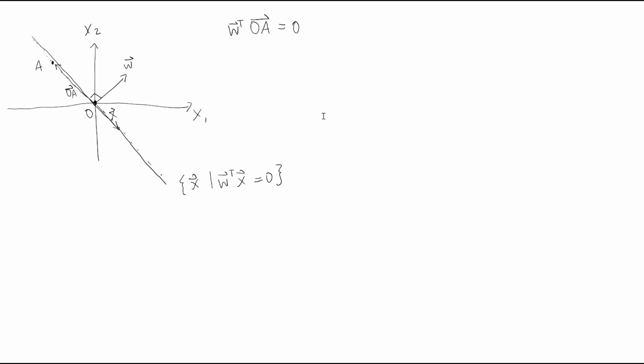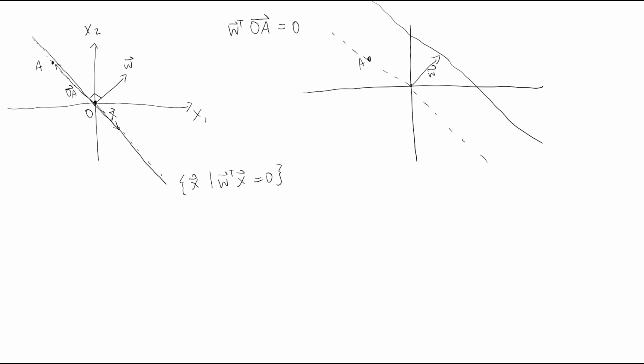Next, what if we don't want this line which passes through the origin? Maybe draw another picture. Let's say we don't want this line which passes through the origin. We still have the W here. Instead, we want a line that is maybe shifted up, a parallel line that is shifted up here. Again, this is W. Let's put in our point A here.